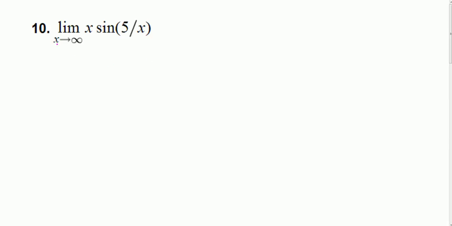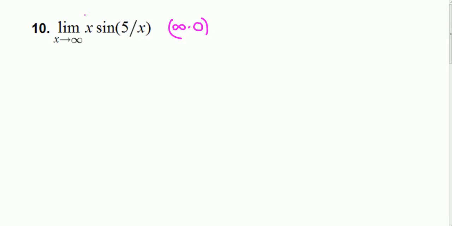First, we simply plug in x equals infinity to get infinity times sine 5 over infinity. 5 over very big means very small, 0. A fixed number divided by infinity is 0, and sine 0 is 0. So we get infinity times 0. Do not conclude that 0 times infinity is 0. 0 times a finite number is 0, but this is an indeterminate form.